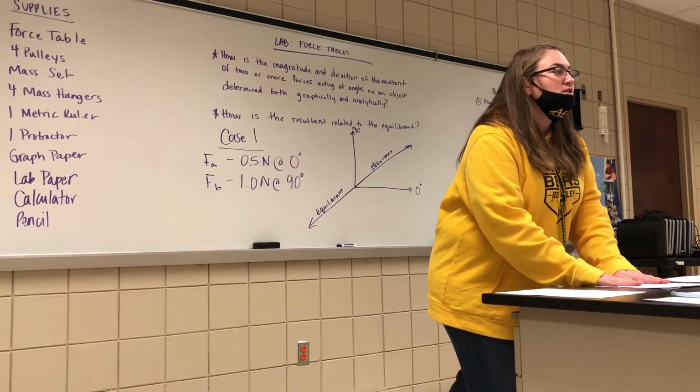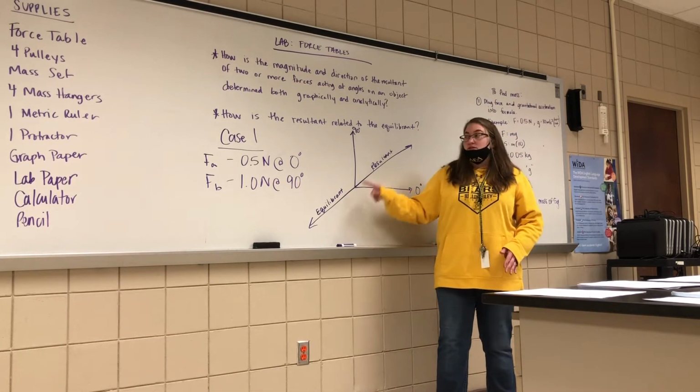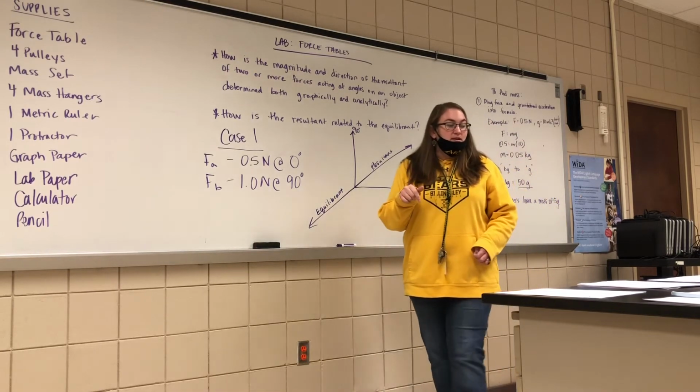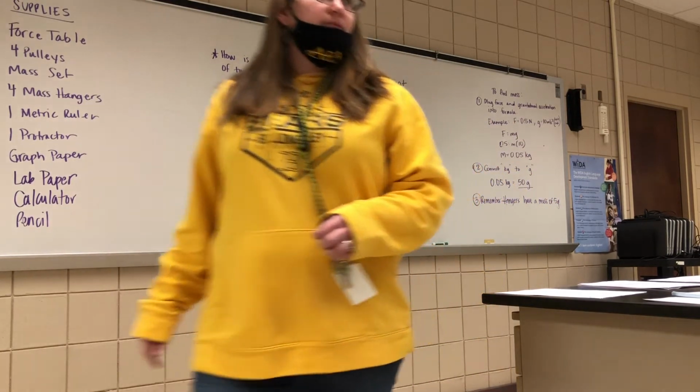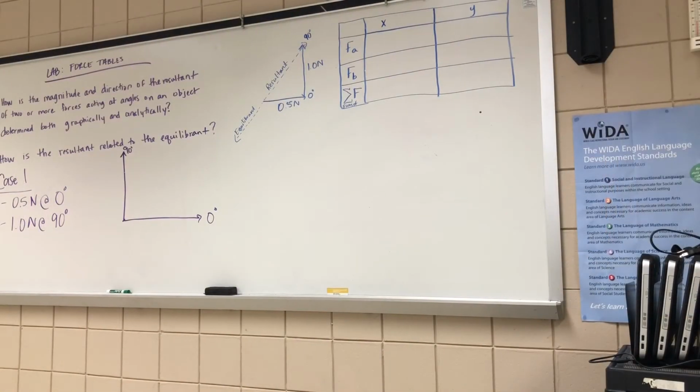So make a prediction. The equilibrant's this way. The resultant is this way. Make a prediction and then do an experiment to see what it actually is experimentally. All right, here we go. We're filming.